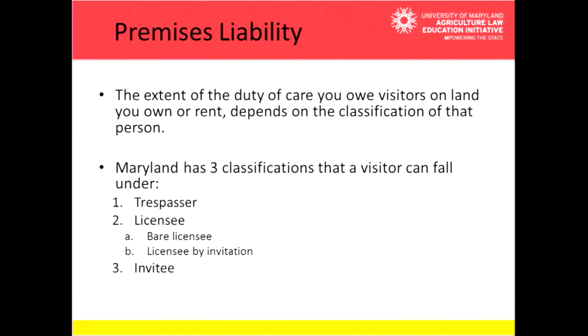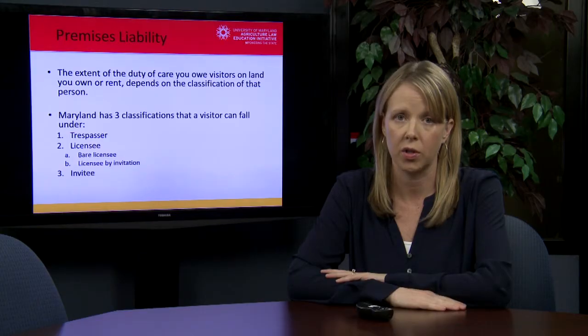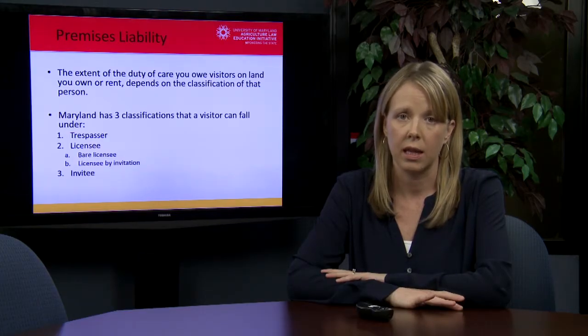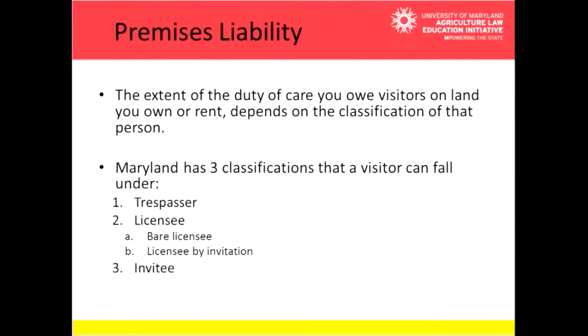You owe a duty of care to visitors depending on the classification of that person. Maryland has 3 classifications of visitors: trespassers, licensees, and invitees. And the classification of licensee is broken down into bare licensees and licensees by invitation. Let's walk through these 3 different classifications and go over their various duties of care.